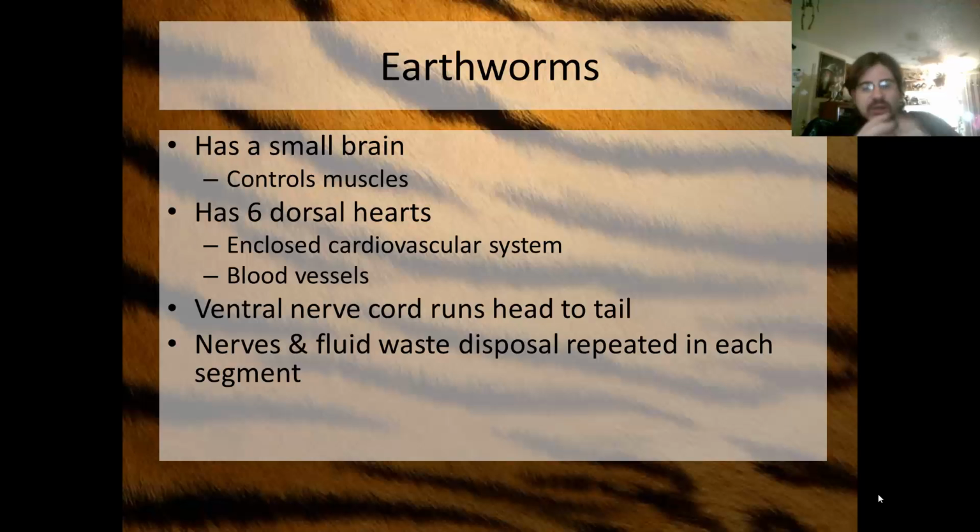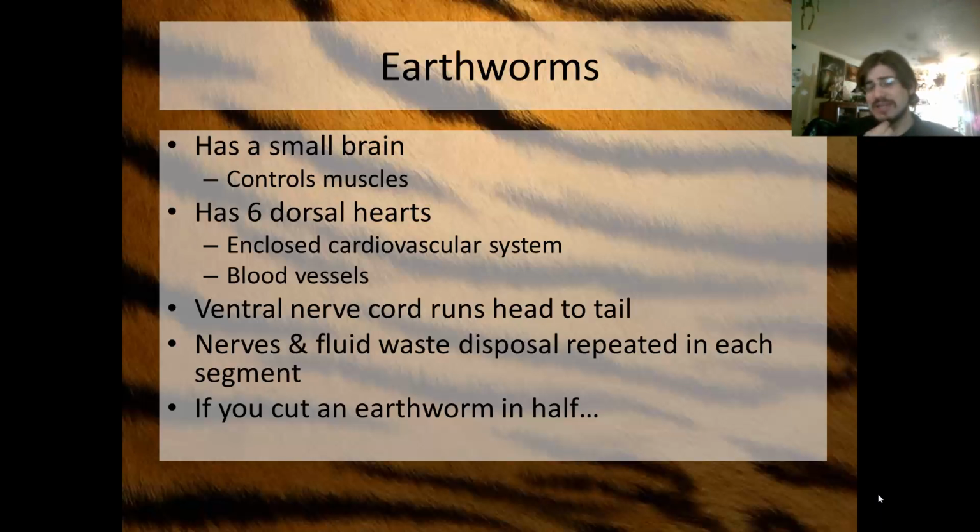And then in every single one of those segments I mentioned, we have individual nerves moving out from the cord to the muscle cells themselves. And we have the little organs involved in fluid waste disposal. And every single segment has one of those. So it's pretty neat. Now, because of this segmentation, if you cut an earthworm in half, what happens?